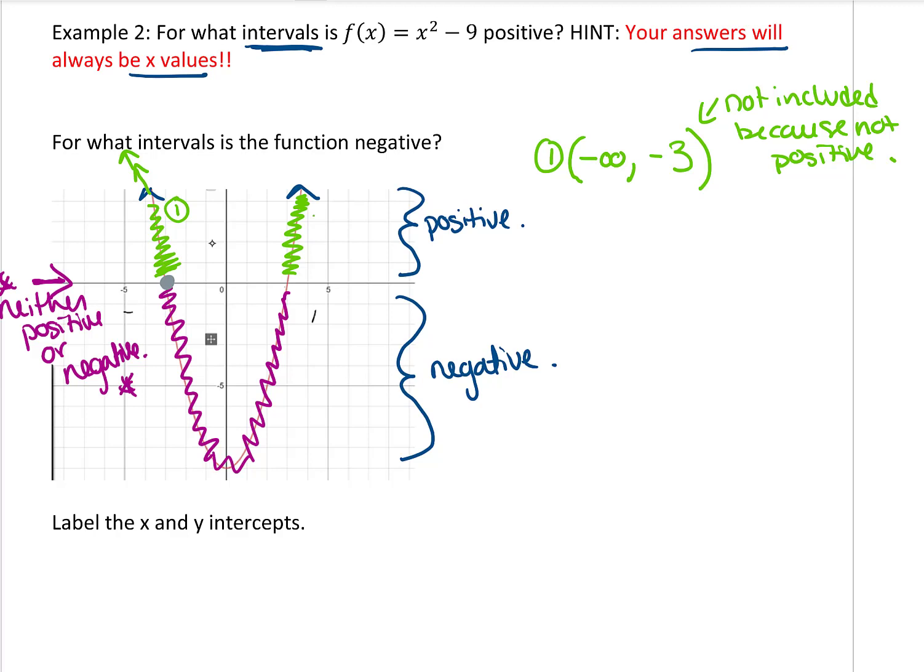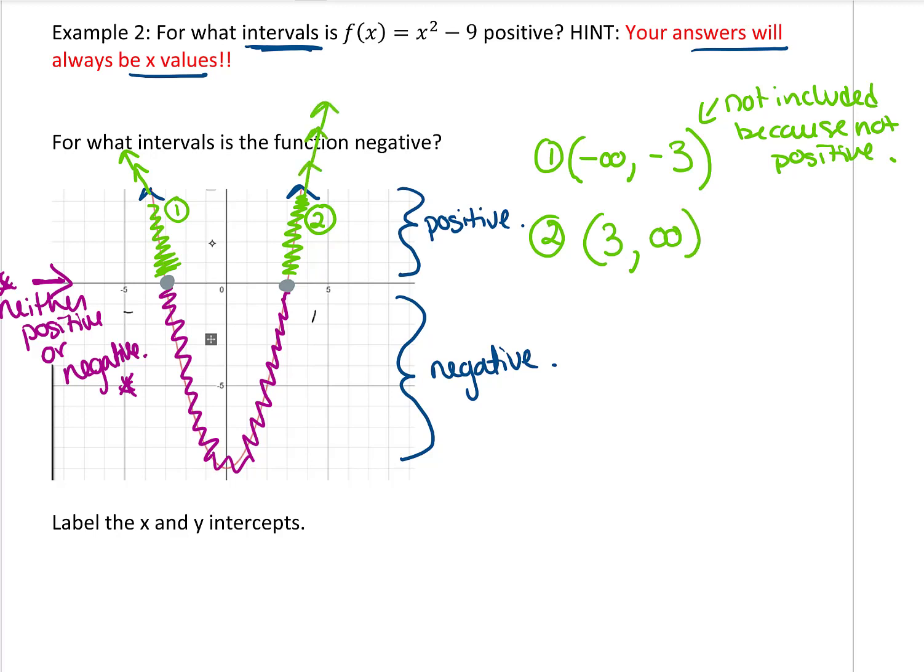Now we actually have two intervals that are above the x-axis. So the second one starts at 3, but we don't include 3, and it goes to positive infinity.